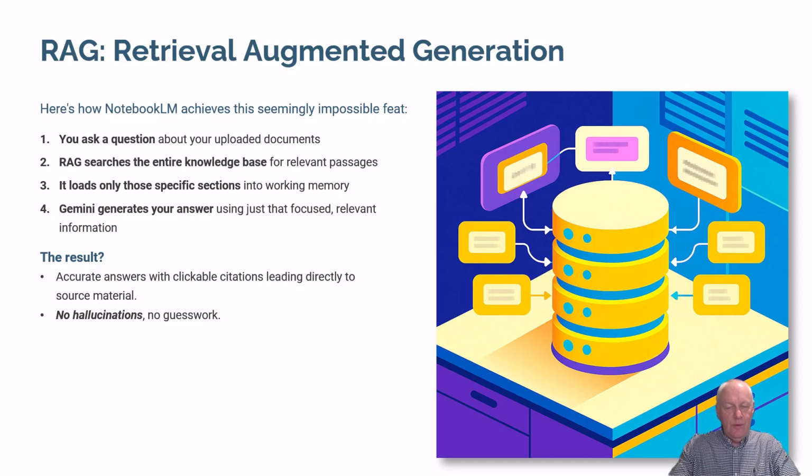Now here's where the real magic happens. RAG, or as I've mentioned before, Retrieval Augmented Generation. When you ask a question in Notebook LM, it doesn't just guess an answer. It actually goes through a 4-step process.